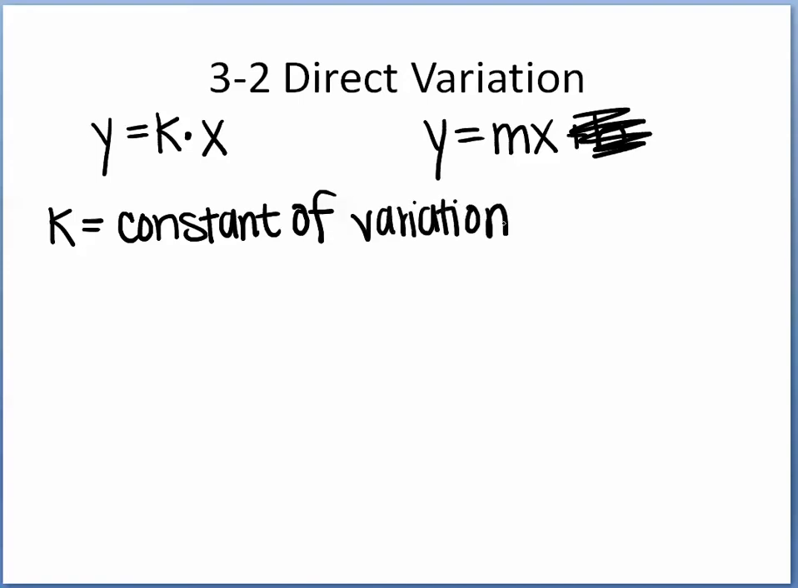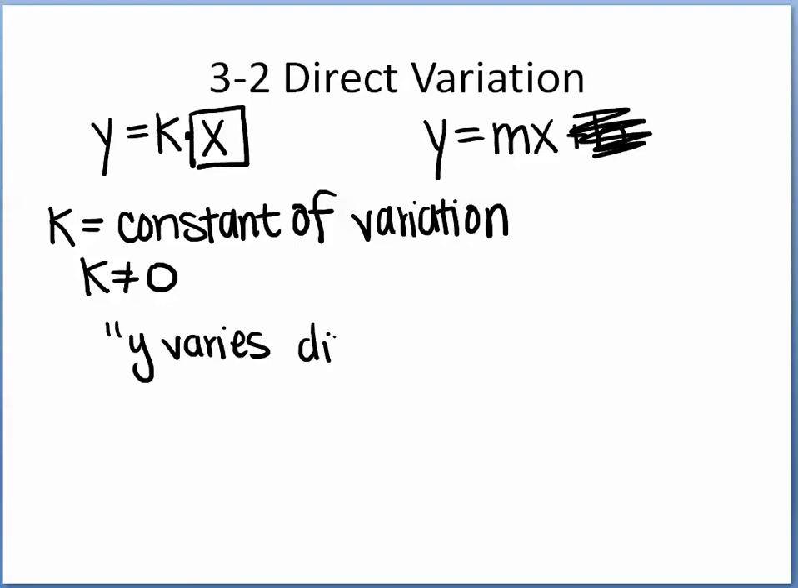So essentially, x, which is right here, gets multiplied by some k. And that's it. Nothing gets added at all. Just multiplied. Now, k could be a fraction, so it could look like it's dividing. K could be positive or negative. The only thing that k cannot be is 0. And so when we see this, what it means is y varies directly with x.